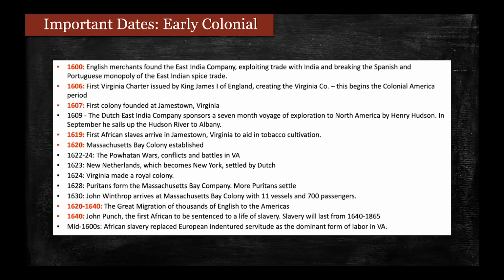in the colonies. And from this point on, slavery, lifelong slavery, will evolve for Africans in the English colonies until we have full-blown slavery by the end of the century. And that will carry on, of course, until 1865, the end of the Civil War, and the passage of the 13th Amendment that outlaws slavery. So John Punch, the first African to be sentenced to a life of slavery. Slavery will last from 1640 to 1865.